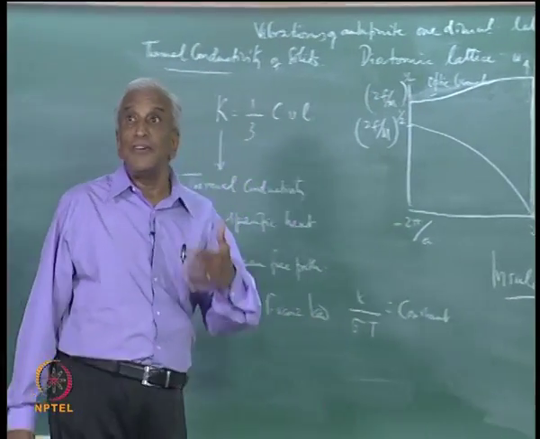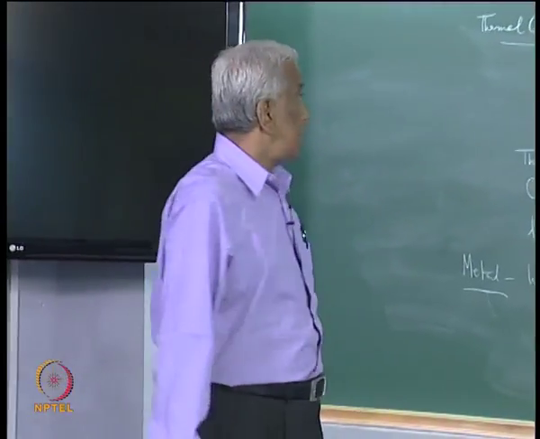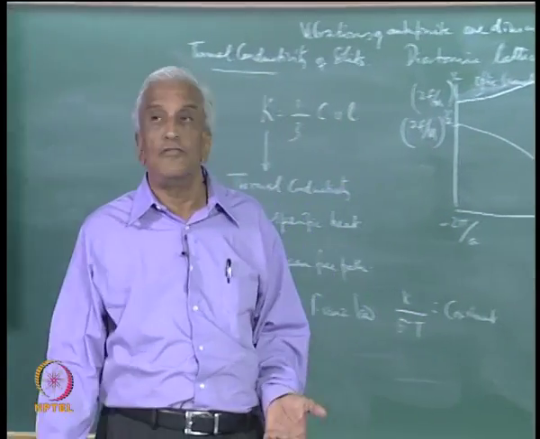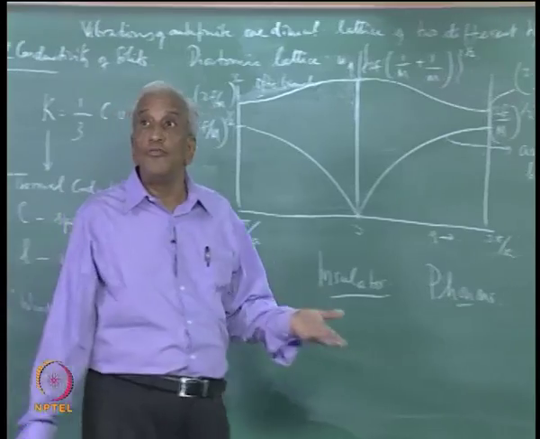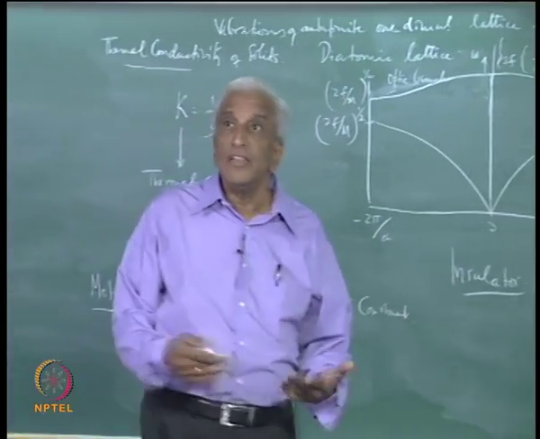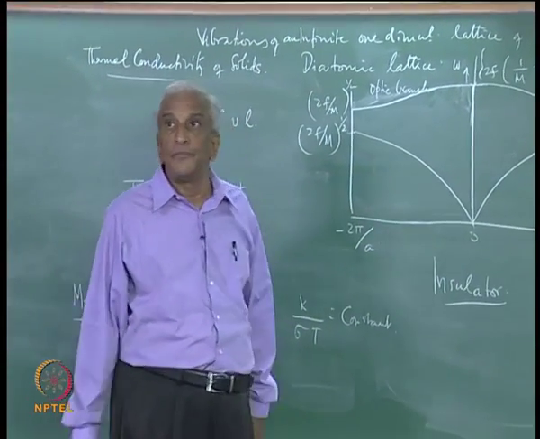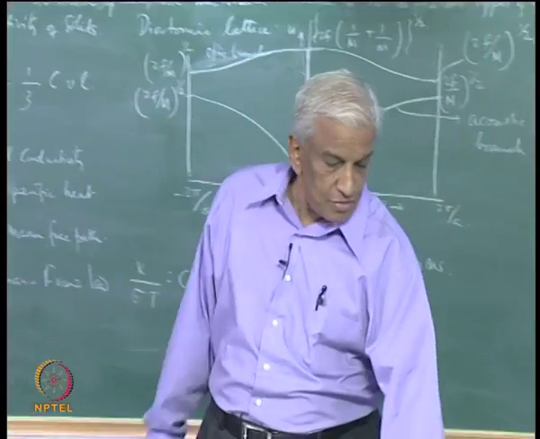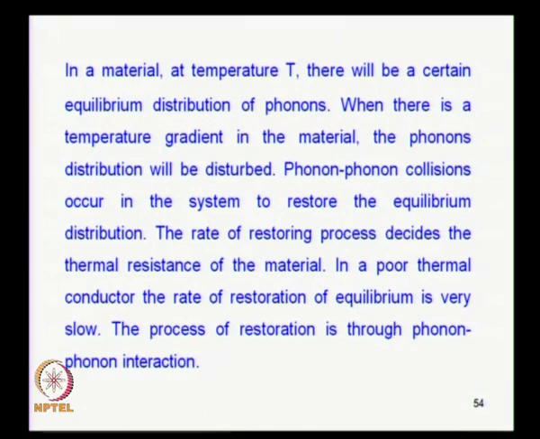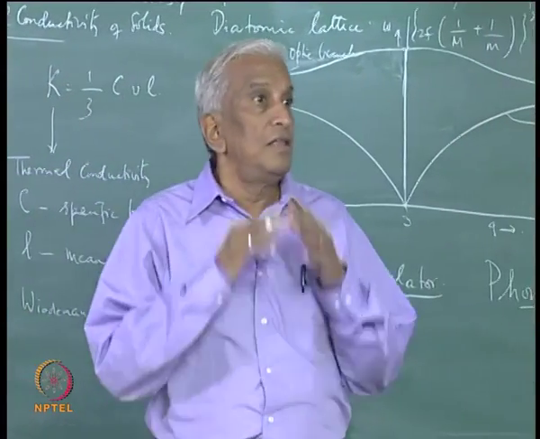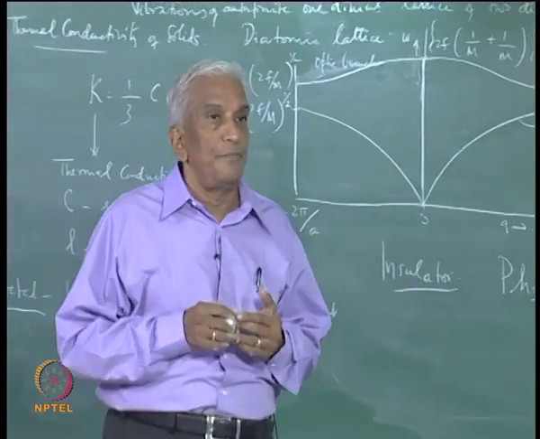So, the carriers of heat in insulators are the phonons and their exchange of energy and momentum between the phonons, namely the phonon-phonon collisions. They are the ones which give rise to thermal conduction in insulators. So, this is the reason why we consider the nature of the lattice vibrations. So, you have a certain equilibrium distribution of phonons at any finite temperature T, and when there is a temperature gradient in the material, the phonon distribution will be disturbed.